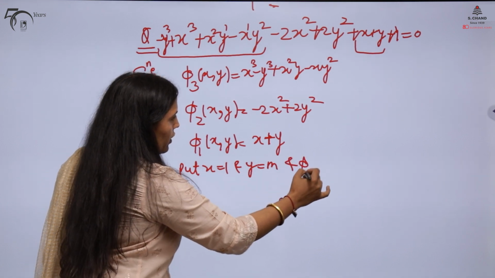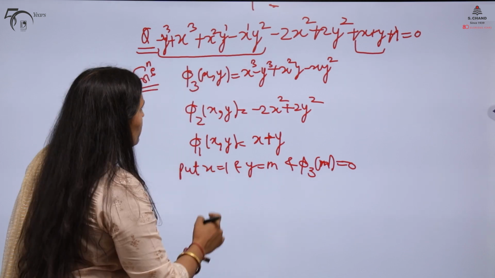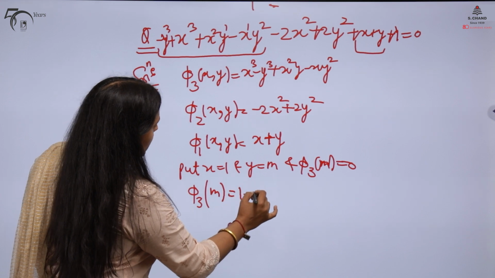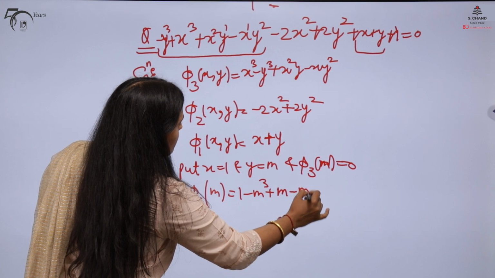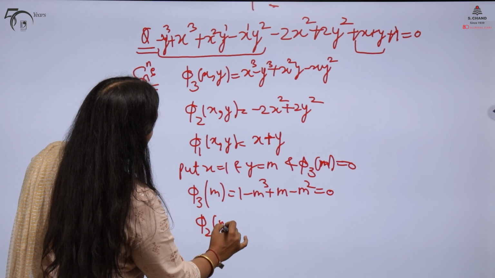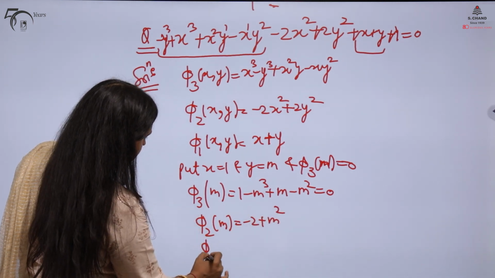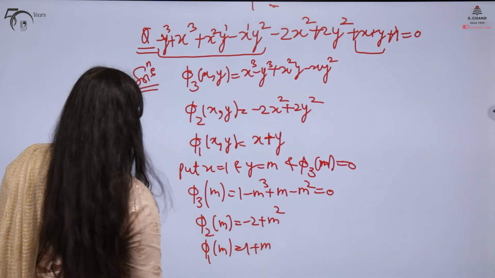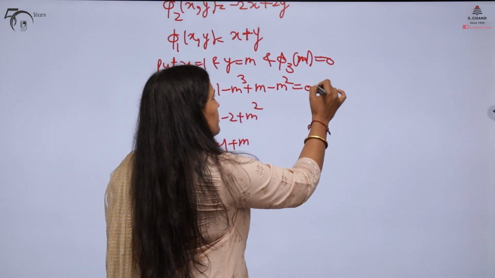And one more thing, phi 3 m equal to 0 also. These two steps you can do together. So phi 3 m will be how much? 1 minus m cube plus m minus m square equal to 0. Then phi 2 m will be minus 2 plus m square, that is it, and phi 1 m will be 1 plus m. Simplify this equation to get the values of m.